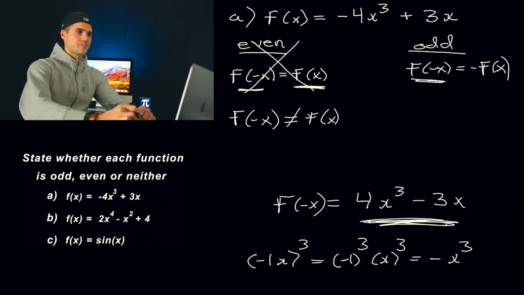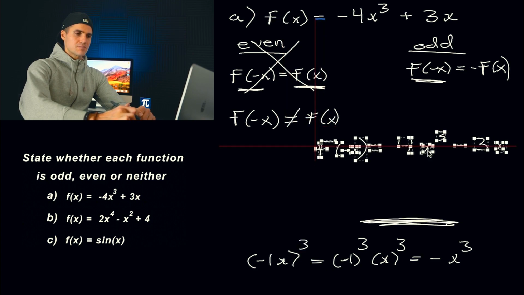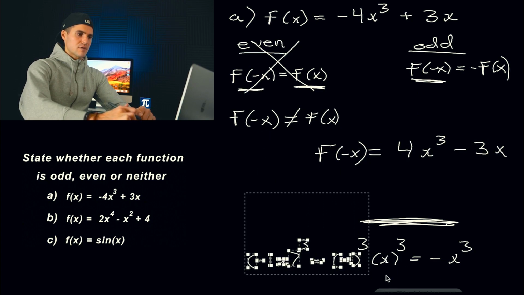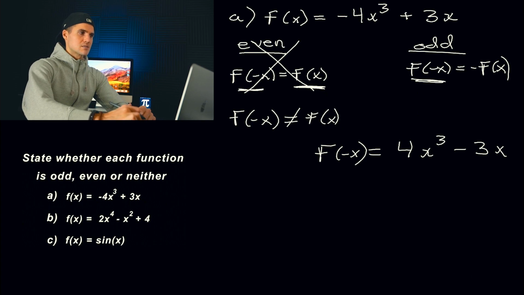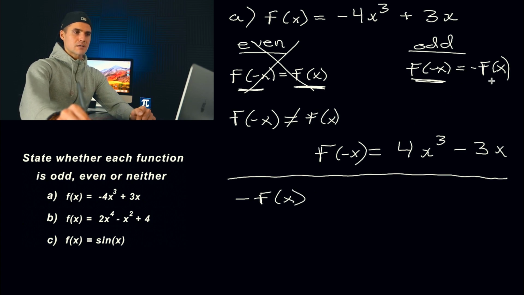So what I'm going to do is take this and shift it up here just because we're still going to be using it. And then all of this stuff here, I am going to erase because we still got to find what negative f of x is. We got to see what this expression is going to be. And if f of negative x equals negative f of x, the expression we're about to simplify, then we know it's going to be an odd function.